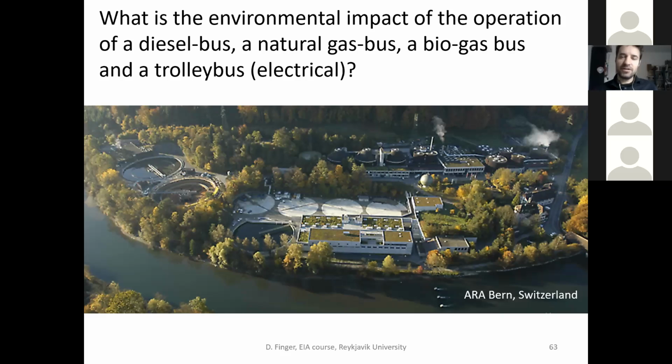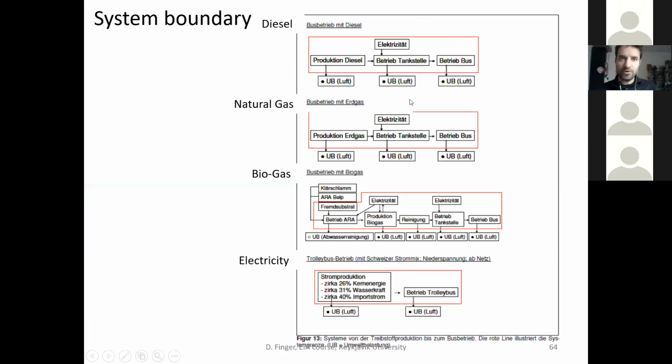What is the total environmental impact, and how does this compare to the production of diesel as fuel, and then the consumption of fuel, in order to assess the total environmental impacts of a diesel bus? So this required a life cycle analysis. Like I mentioned before, we had to define a system boundary because we could not take everything into account.